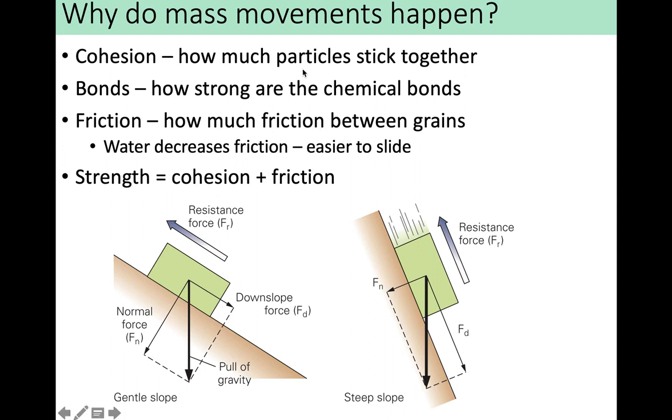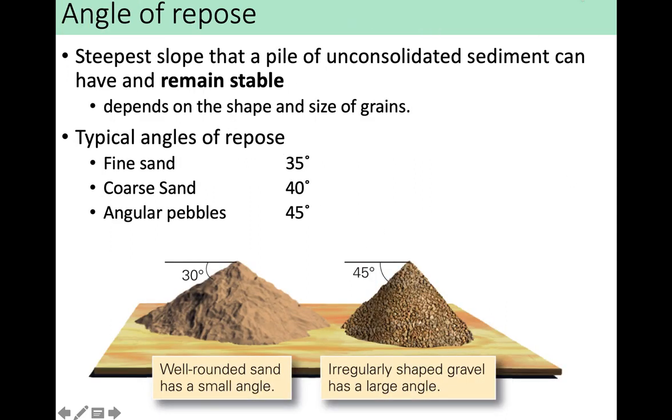If you have low cohesion, which means they separate easily, and low friction, which means they slide easily, you're going to have a very, very weak material, much more likely to have a mass movement with a weak material, especially if your slope is steeper. So when we think about slopes, we think about the angle of repose. The steepest slope possible for that sediment to remain stable is the angle of repose. If your slope is any steeper than your angle of repose, it's not going to remain stable, and you're going to have some sort of slope failure. You're going to have a mass movement if it gets too steep.